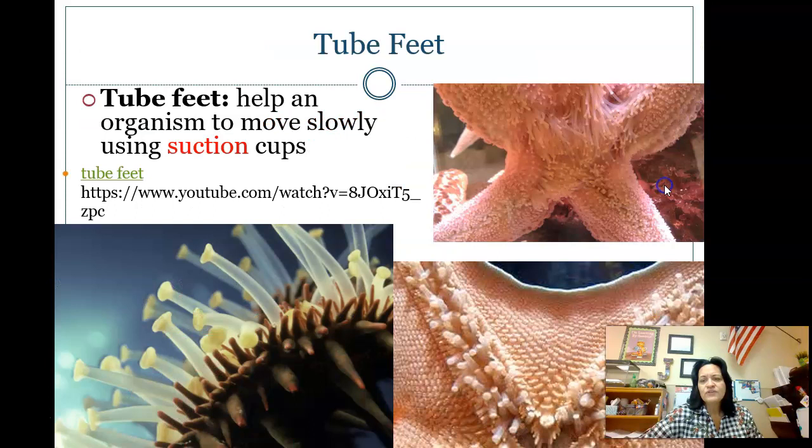So motile, moving quickly. There is a special way of movement with tube feet, and tube feet can help an organism to move slowly using suction cups. The bottom of starfish have thousands of these little tube feet, and that's how they move around. So I will put back on the front page the videos for you to go back and watch for these different things that I've got throughout the presentation today. So tube feet, the starfish with suction cups.